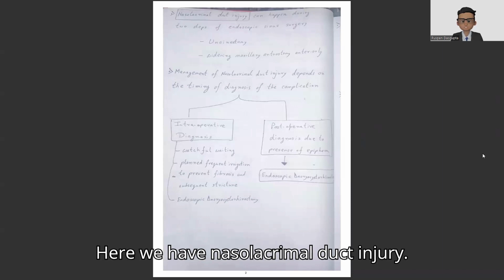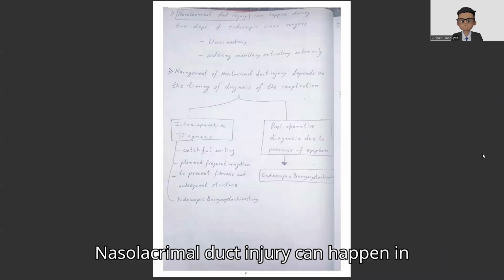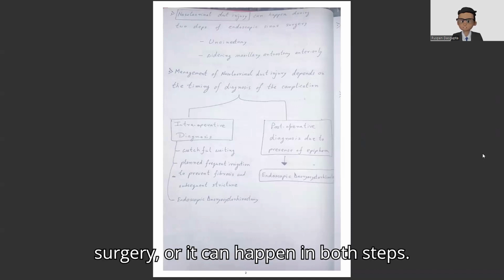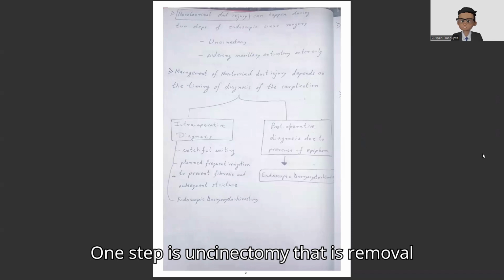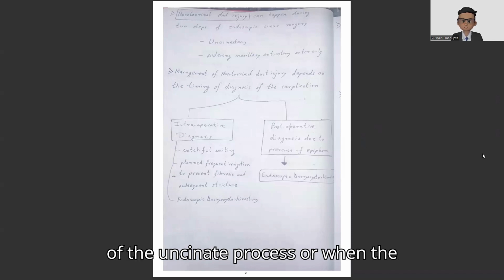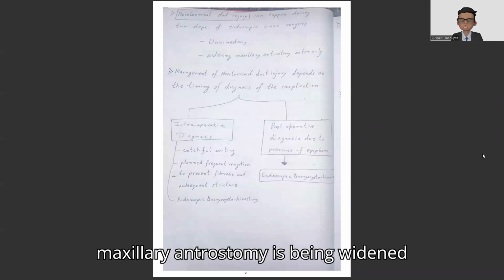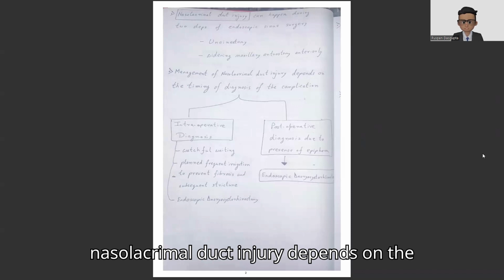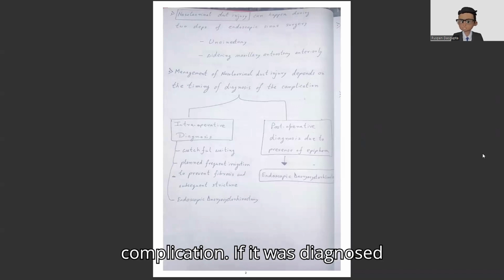Here we have nasolacrimal duct injury. Nasolacrimal duct injury can happen in one of the two steps of endoscopic sinus surgery, or it can happen in both steps. One step is uncinectomy, that is removal of the uncinate process, or when the maxillary antrostomy is being widened anteriorly. The management of nasolacrimal duct injury depends on the timing of the diagnosis of the complication.